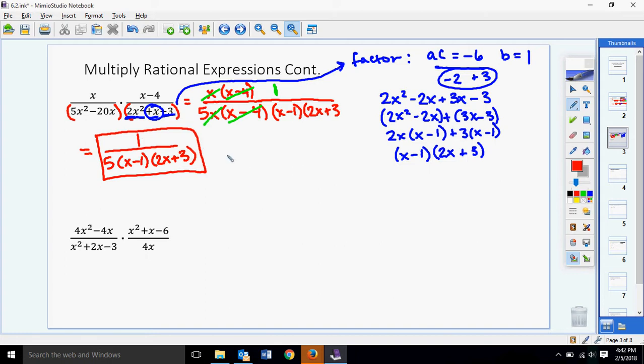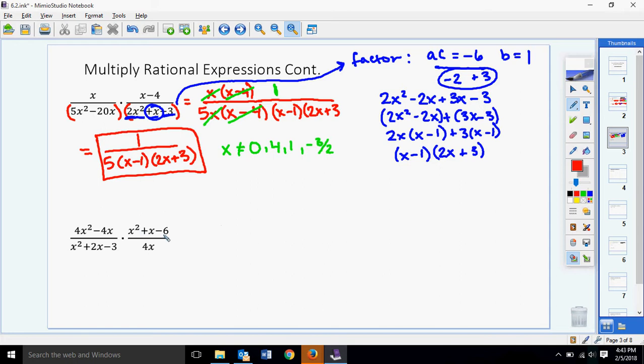I'm not going to worry about my domain, but if you'd like to have it in your notes or you tried to figure it out, it would be x cannot be 0, 4, 1, or -3/2. If you're really interested in why this is your restricted domain, please come ask me a question.